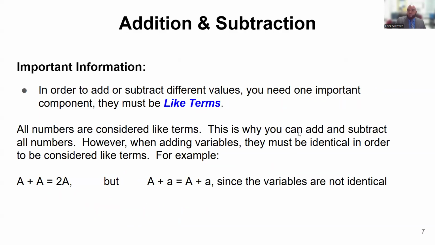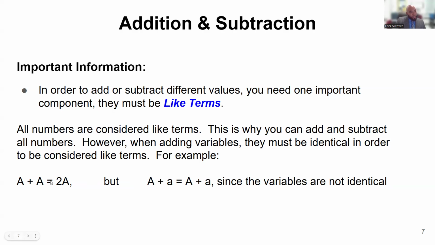Also, another fact for addition and subtraction: in order for you to actually do those operations, you have to have like terms. If you do not have like terms, it's going to be impossible to simplify the expressions. Now, all numbers are considered to be like terms. That is why you can add and subtract all numbers. However, when you're dealing with variables or symbols, they have to be identical in order to be considered like terms. For example, if I have two capital letters, they have to be the same exact letters for you to do the operation.